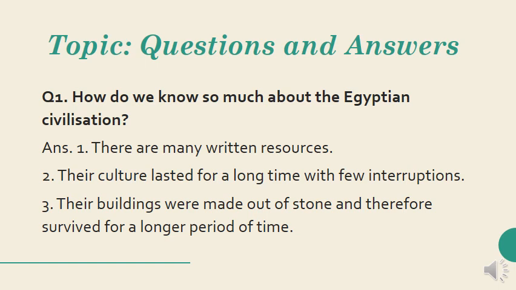So our answer is number 1. First, there are many written resources about them. 2. Their culture lasted for a long time with few interruptions. 3. Their buildings were made out of stones and therefore survived for a longer period of time. So this is how we know about Egyptian civilization.